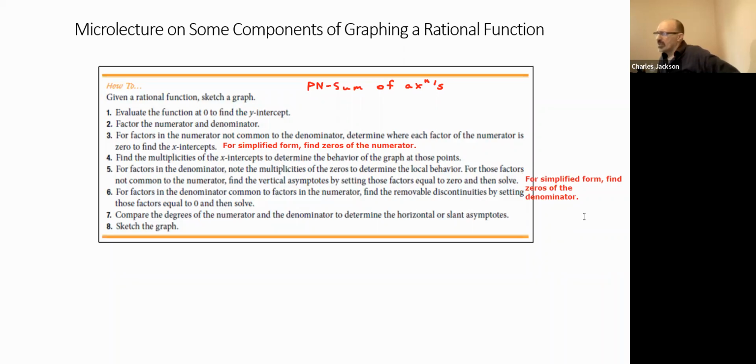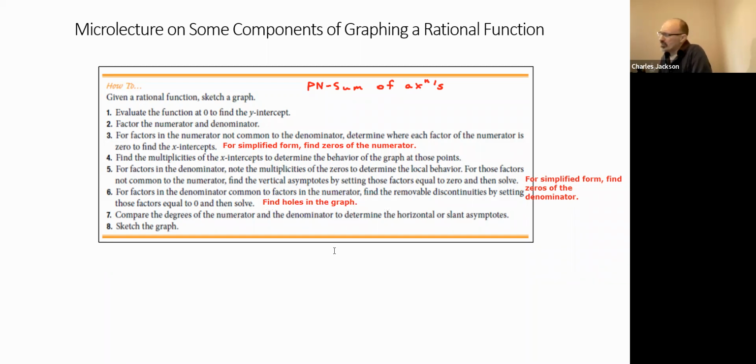For factors in the denominator common to factors in the numerator, find the removable discontinuities by setting those factors equal to 0 and solve. So what this means is you're finding holes in the graph. Compare the degrees of the numerator and the denominator to determine the horizontal or slant asymptotes and sketch the graph.